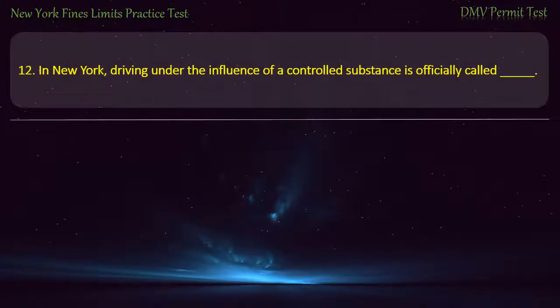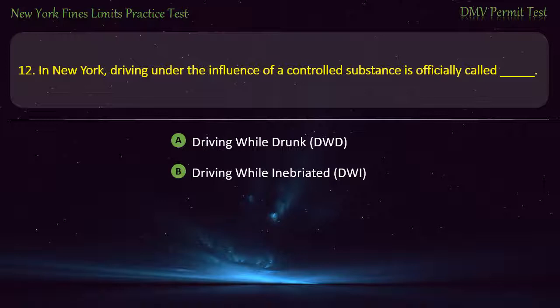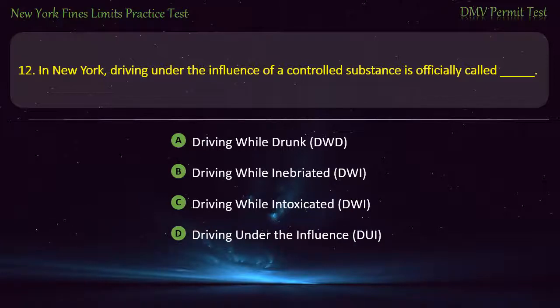Question 12. In New York, driving under the influence of a controlled substance is officially called driving while drunk, DWD; driving while inebriated, DWI; driving while intoxicated, DWI; driving under the influence, DUI. Answer: Driving while intoxicated, DWI.